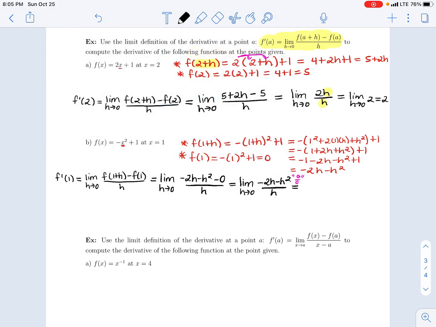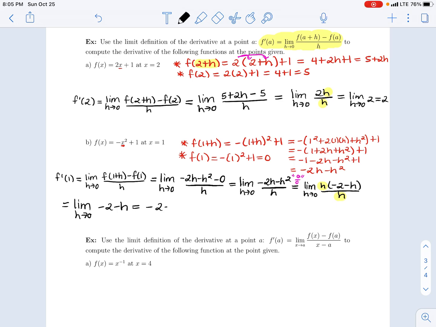And so now we want to go through the techniques. And first I try to see if I can factor and cancel. And so in this case, you should notice that I can in fact factor the numerator because they both have an h in common. Alright, so I'm going to factor out an h in the numerator. So I have this as h times (negative 2 minus h) all over h. And so now you notice that these h's cancel. And so this is equal to the limit as h approaches 0 of negative 2 minus h.